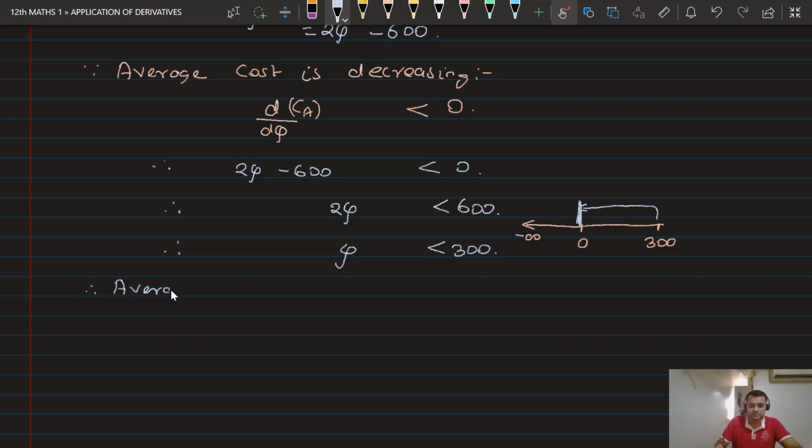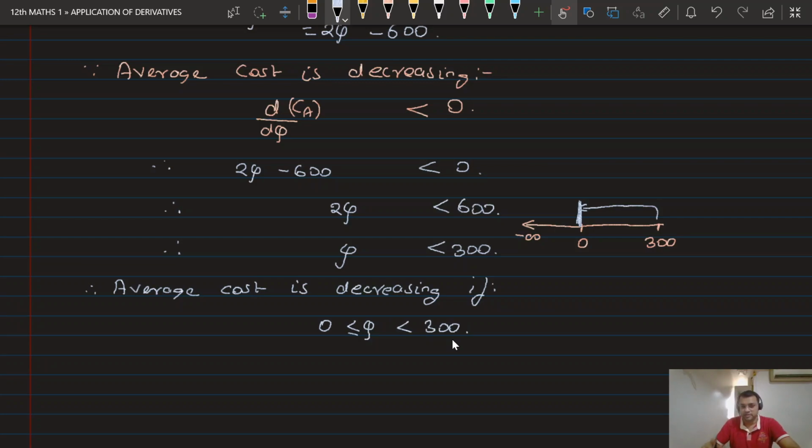So our final answer will be, therefore, average cost is decreasing if 0 less than or equal to q less than 300. Minimum value for the quantity is 0, and upper limit as per our condition comes out to be 300. Remember guys, depending on the question, we have to decide how we have to give the range. So here it becomes lesser than 300 because the quantity cannot be negative, so I am capping it at 0.